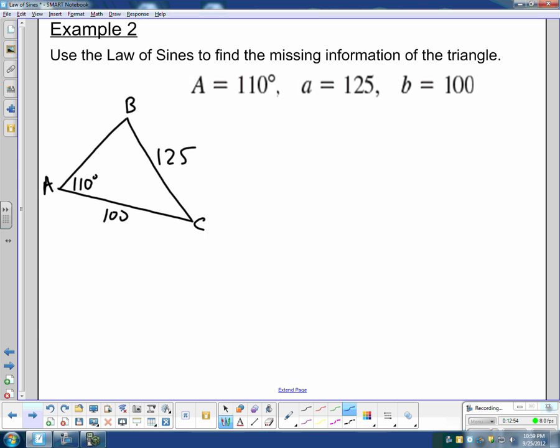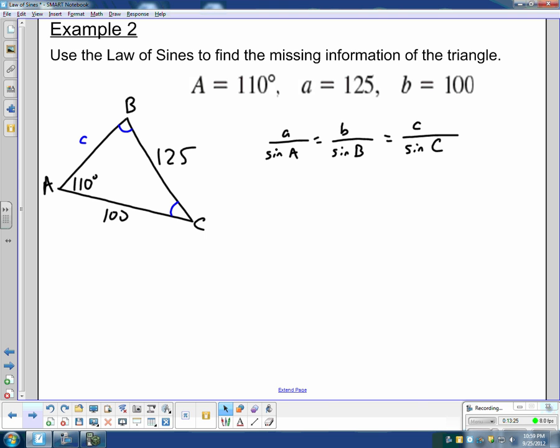Let's also make sure we put the things we don't know. We don't know angle B. We don't know angle C, and we don't know side C. So if we think again of our law of sines, it says side A is to the sine of angle A, just like side B is to the sine of angle B, just like C is to the sine of angle C. We're able to fill in some information that we know.